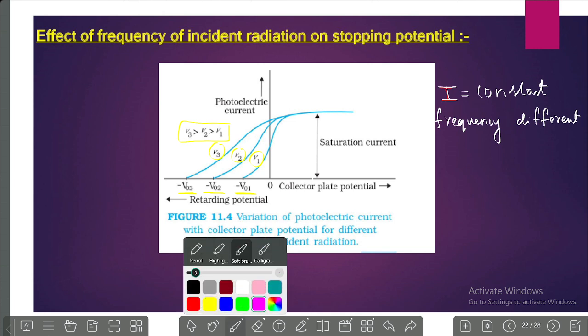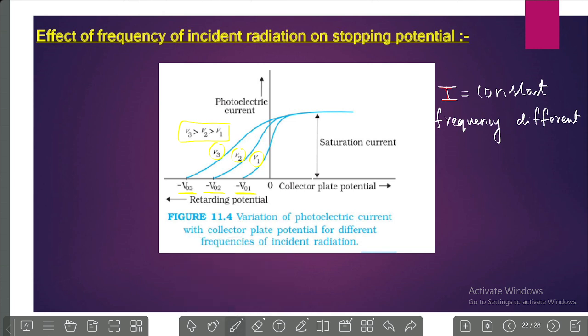But remember, for all the frequencies, you are getting only one saturation current here. Yes or no? So the saturation current does not depend on frequency. For all the frequencies, the saturation current is constant. If intensity remains constant, the saturation current remains constant. But for different frequencies, you get different stopping potentials. This is the point here.